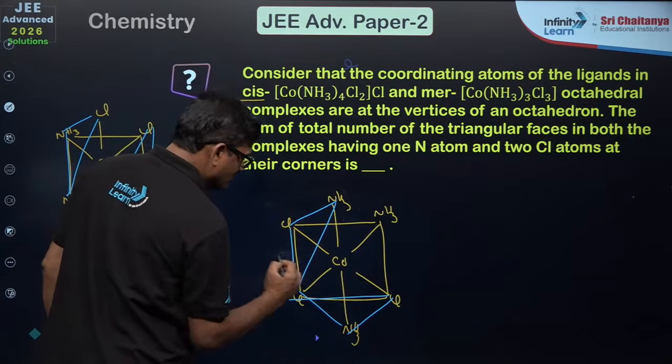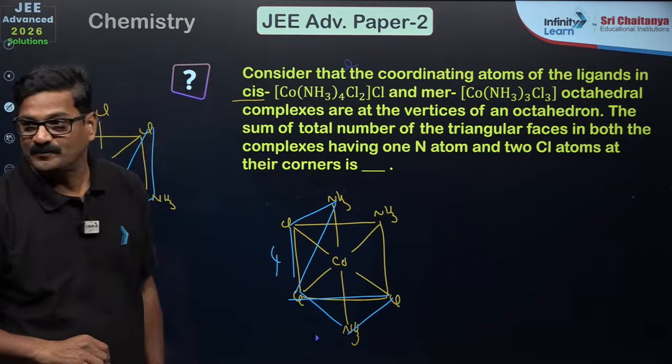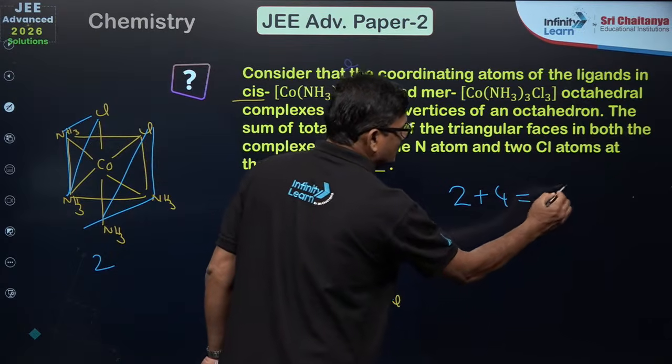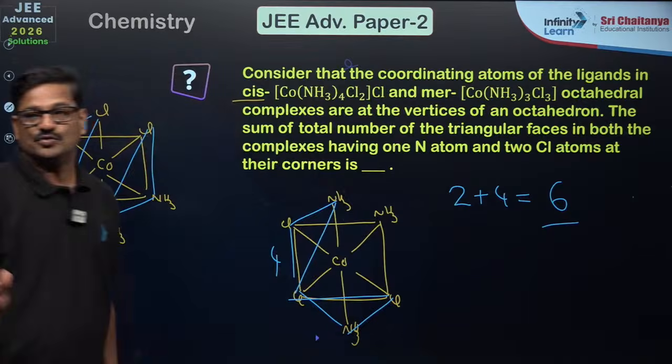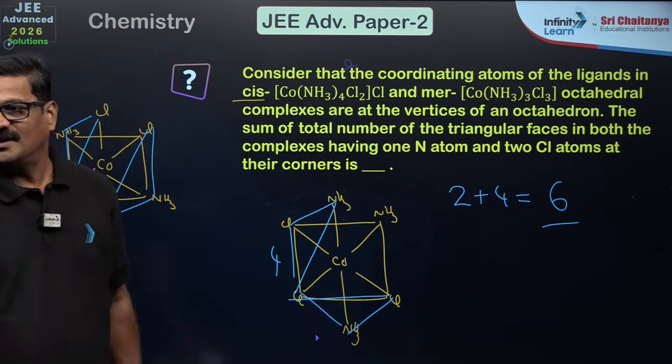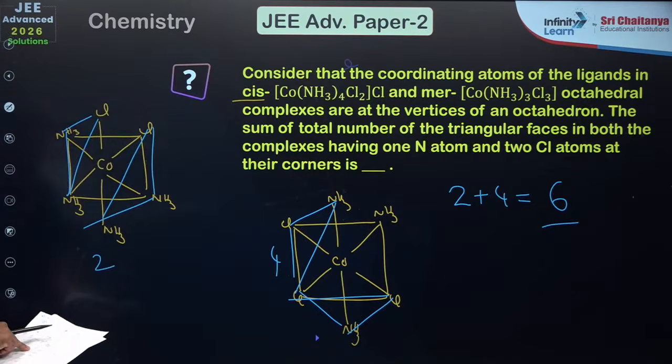On the other side, four triangles you are going to get. So the total number of triangles you are going to get is 2 plus 4, which is 6 triangles. Any doubt? And bachcho, one more question.